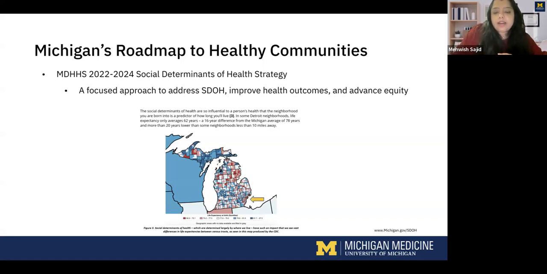You can see here in Detroit, the red clusters indicate lower life expectancy in those communities. They found that life expectancy on average in Detroit neighborhoods was 62 years, whereas the overall Michigan average is 78 years. And the average life expectancy in Detroit communities is more than 20 years lower than neighboring communities 10 miles away, which is pretty profound and really relevant for us, especially as a center that serves patients in Metro Detroit.